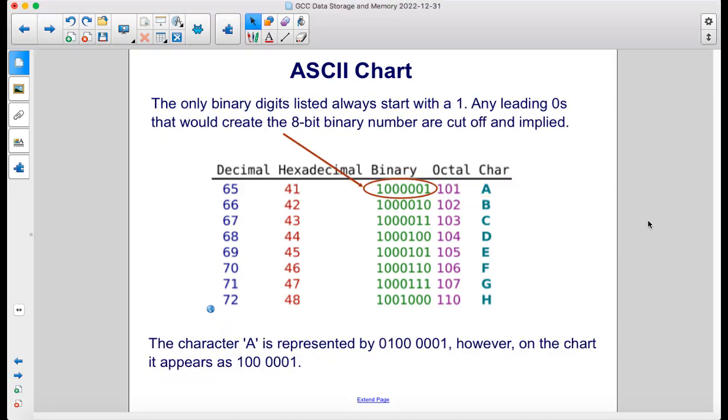The only binary digits listed always start with a 1. Any leading zeros that would create the 8-bit binary number are cut off and implied. The character A is represented by 01000001. However, on the chart, it appears as 1000001. You can see this leading 0 was removed.